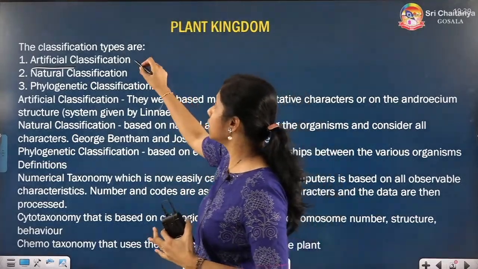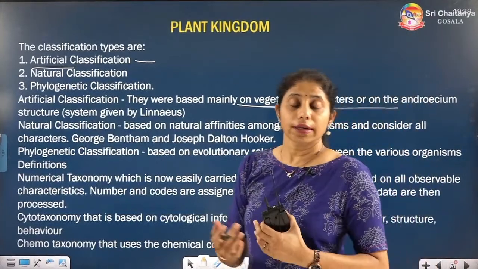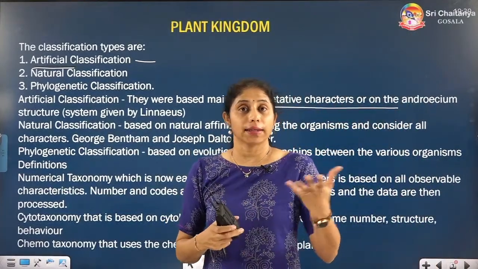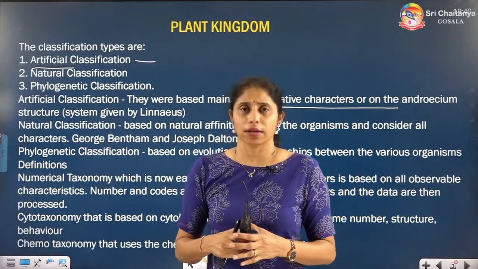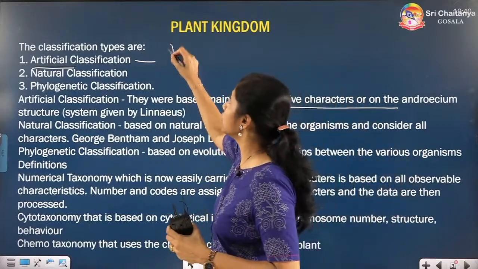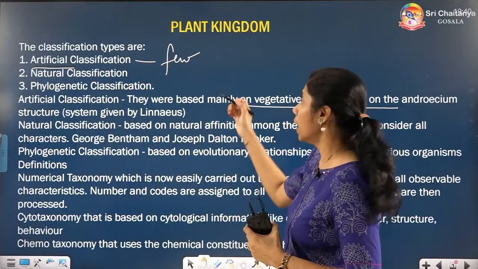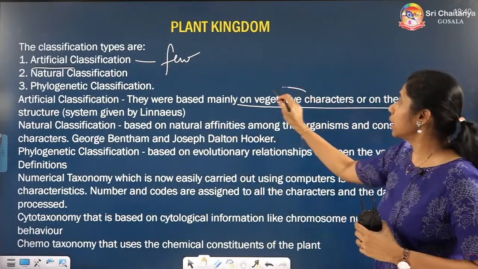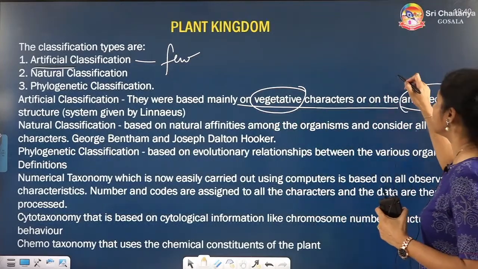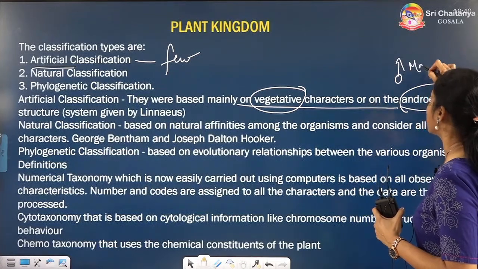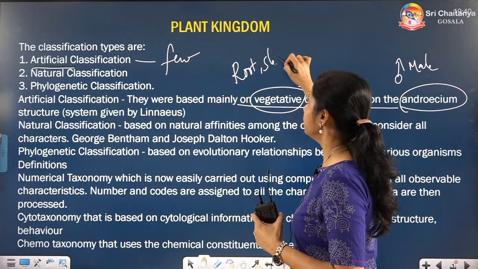So the artificial system is based on few characters, mainly vegetative characters. For example, those few characters can be petal color, petal number, number of leaves, number of fruits, and so many things. The classification based on a few morphological characters is the artificial system of classification. It is mainly based on vegetative characters, and the androecium. Androecium means the male reproductive part of a flower. Vegetative characters include root, stem and leaf.